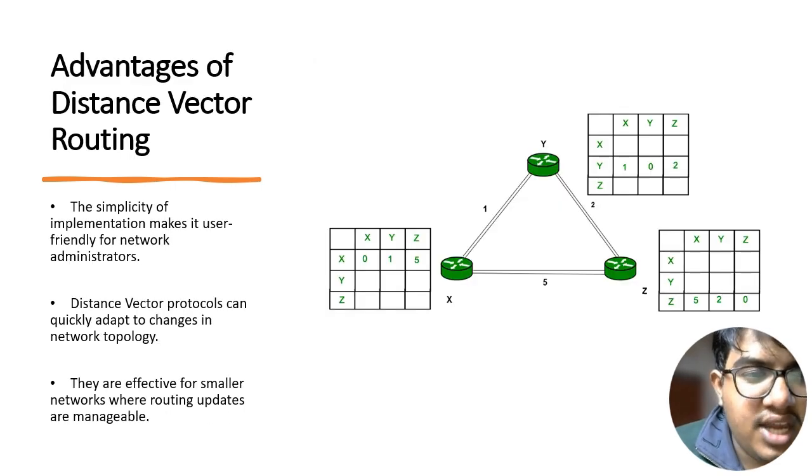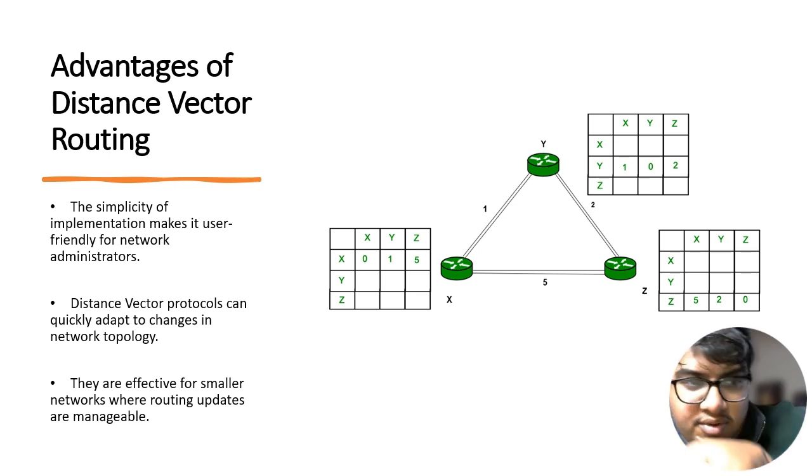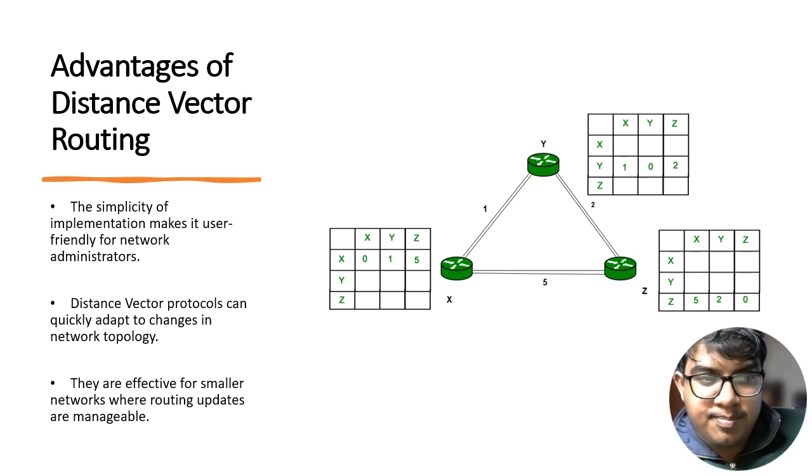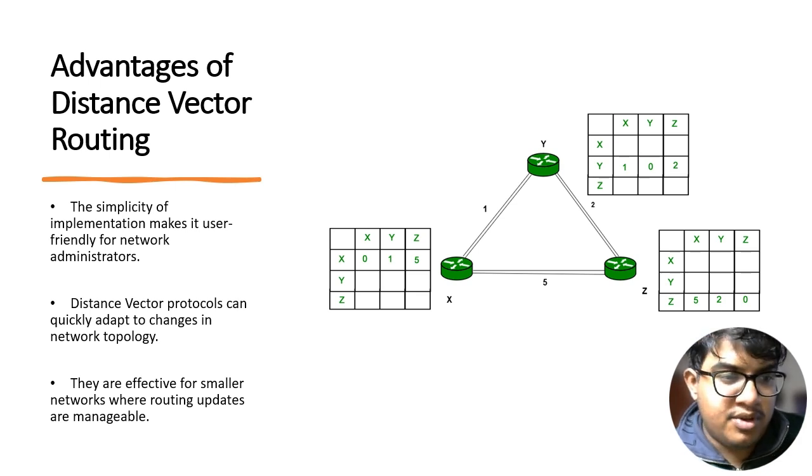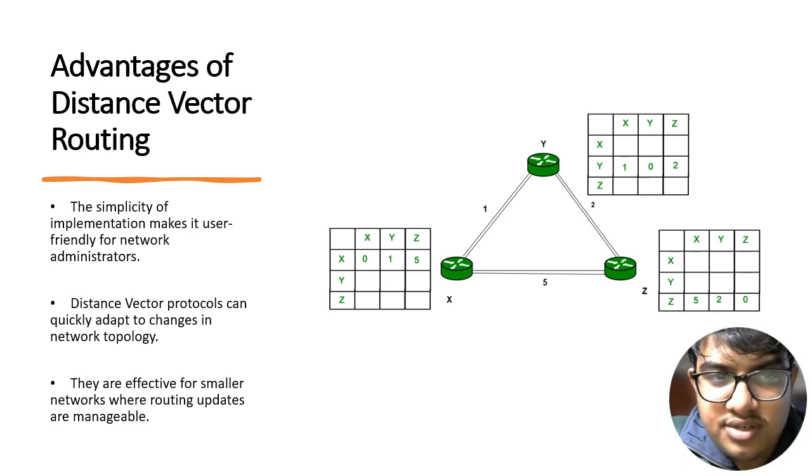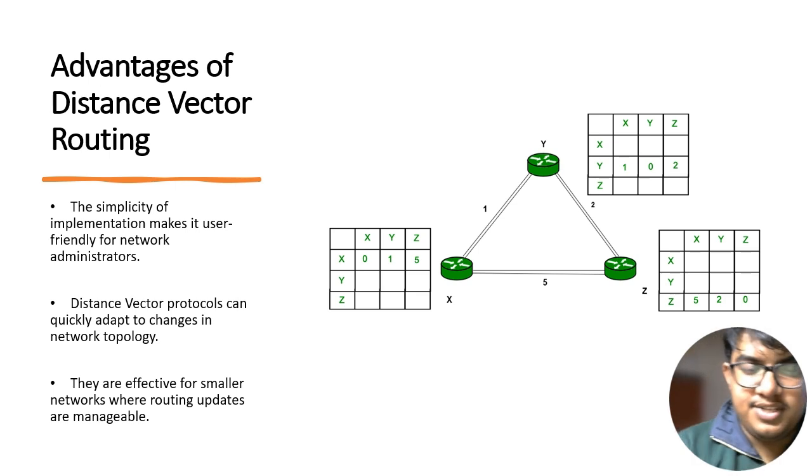Now coming to the advantages of distance vector routing. The simplicity of the implementation of distance vector routing makes it very user friendly for networking administrators. These distance vector protocols can quickly adapt to changes in the network topology. They are also very effective for smaller networks where routing updates are manageable. Once again, you have another diagram here which has the table, and it shows you how the traversal and the other aspects are going to take place.